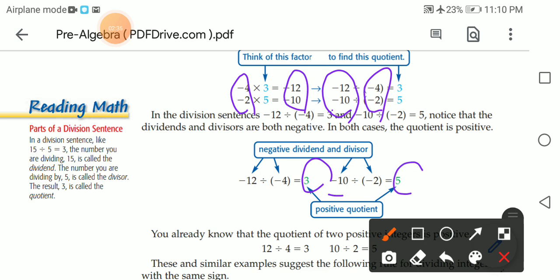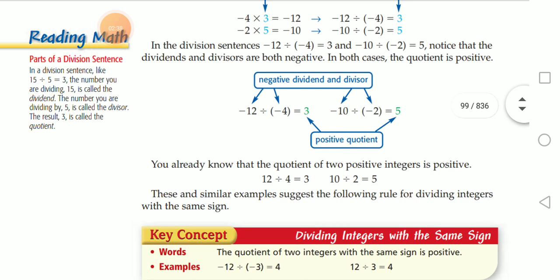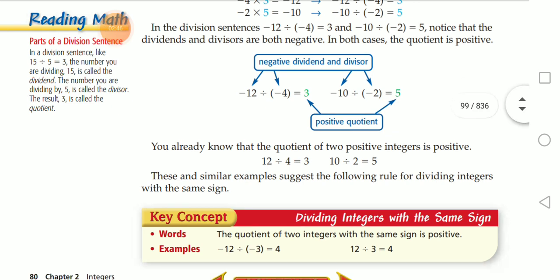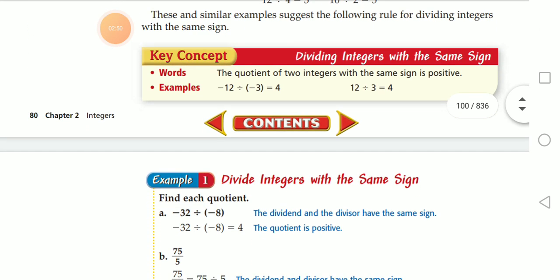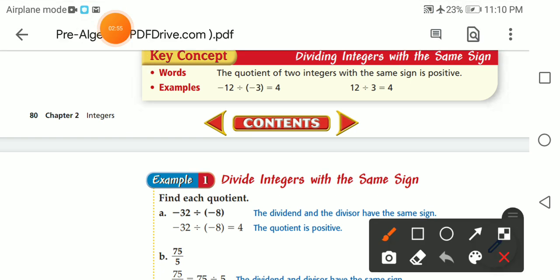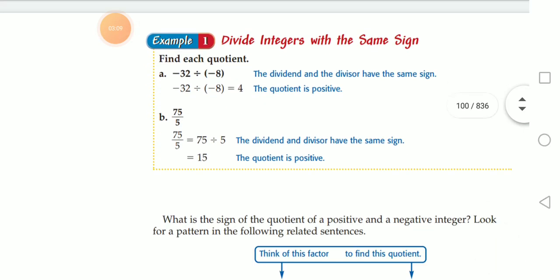Very easy. You already know that the quotient of two positive integers is positive. 12 divided by 4 equals 3. Both of them are positive, so it gives you positive. Negative 12 divided by negative 3 gives you positive. So the quotient of two integers with the same sign is positive.